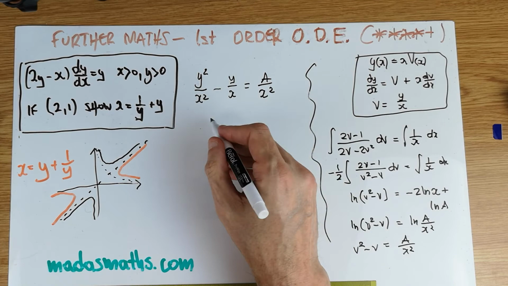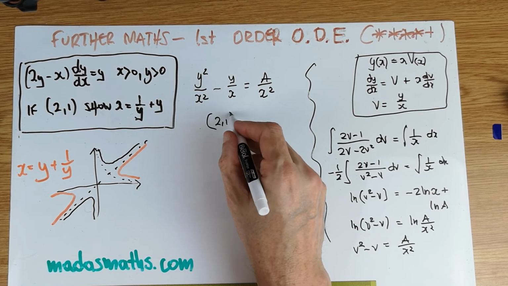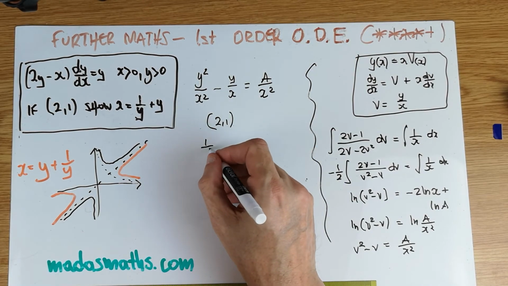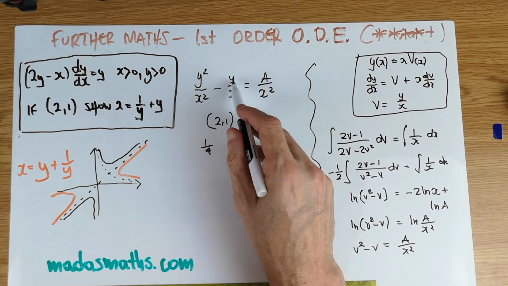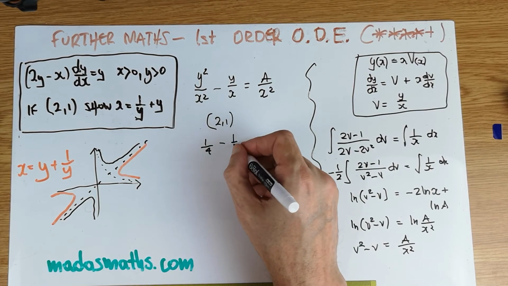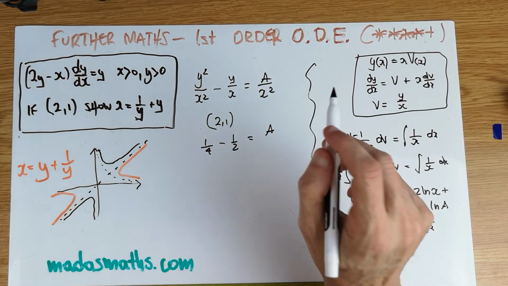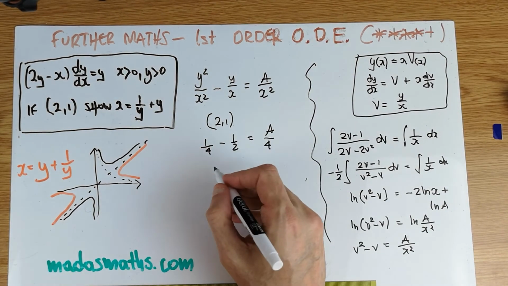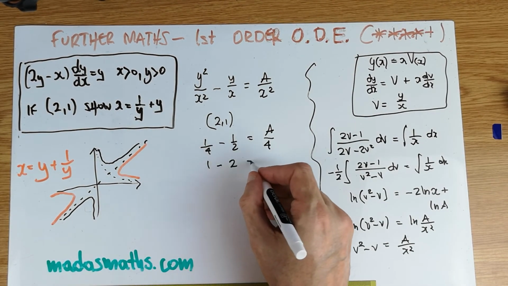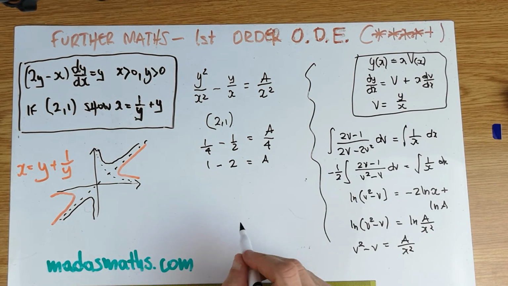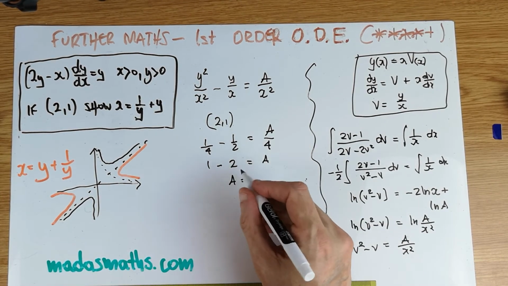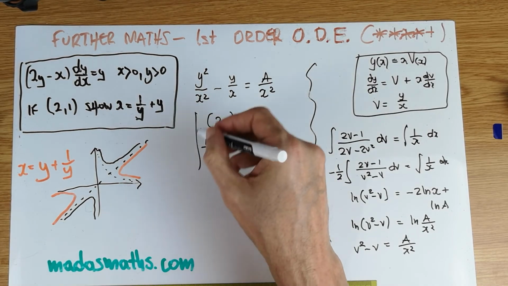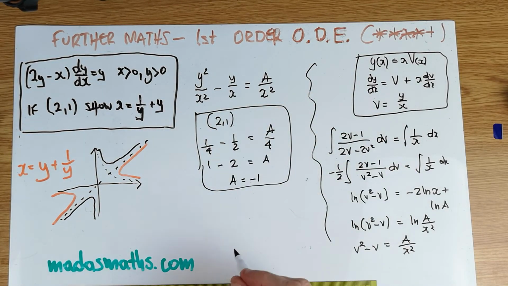Probably put the boundary condition now. So we have 2, 1. So this will give us 1/4 minus 1/2 is equal to a over x squared, which is 4. So multiply the equation by 4. 1 minus 2 is equal to a. And we have a in this particular case is -1. So that's the boundary condition here.